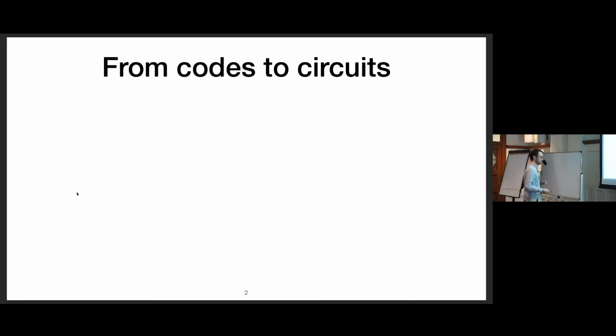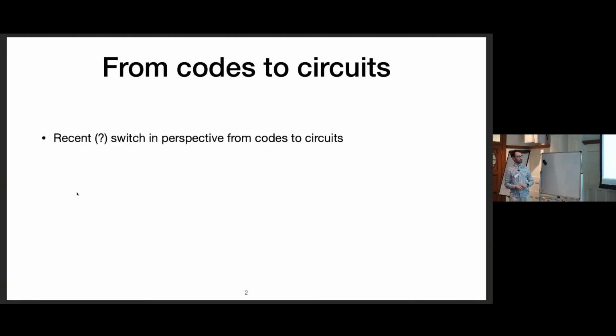Okay, so to start off, I want to talk about this, let's say, recent switch from thinking about codes to circuits, which I think is something that a lot of people know about. And maybe you can say that this was kicked off in 2021 by this paper by Hastings and Haah on dynamically generated logical qubits, where you have a code that naively has 0 encoded qubits, but then if you measure the check operators in the right sequence, you get a logical qubit.